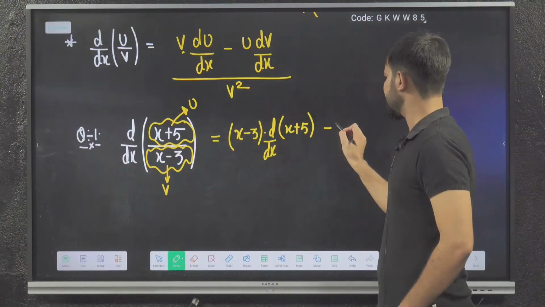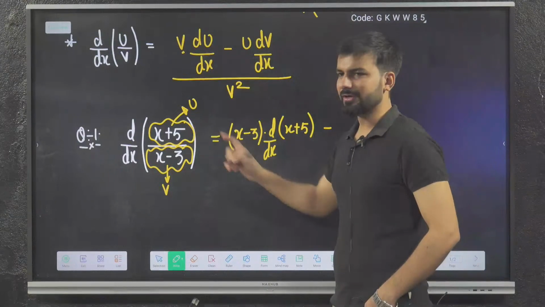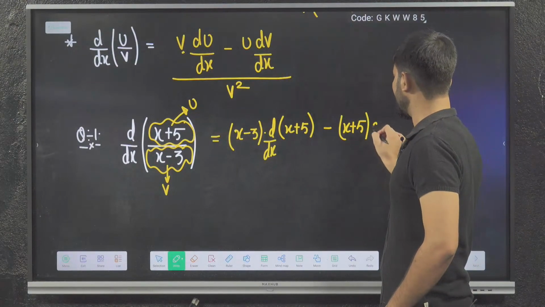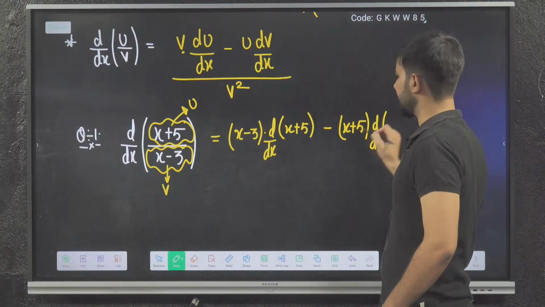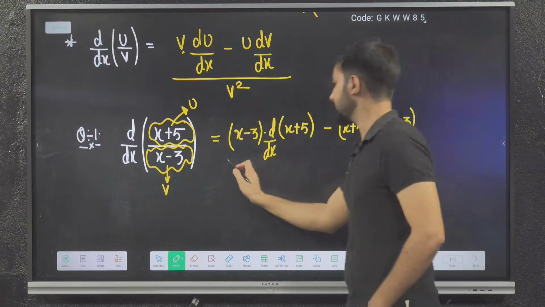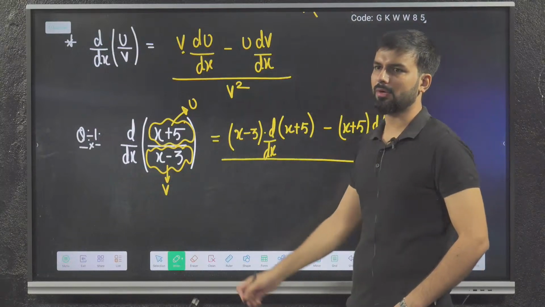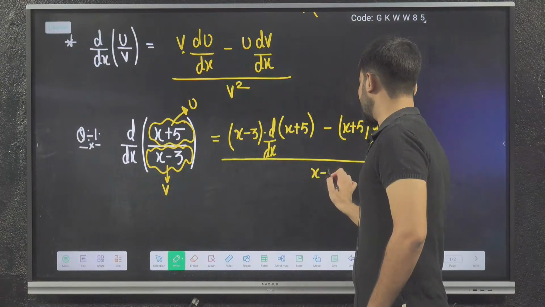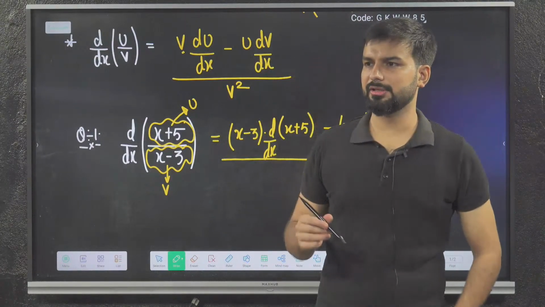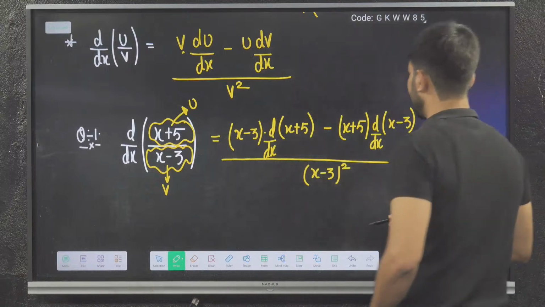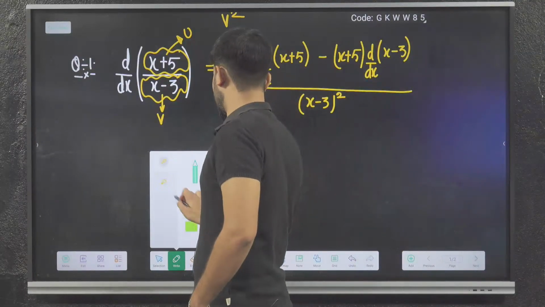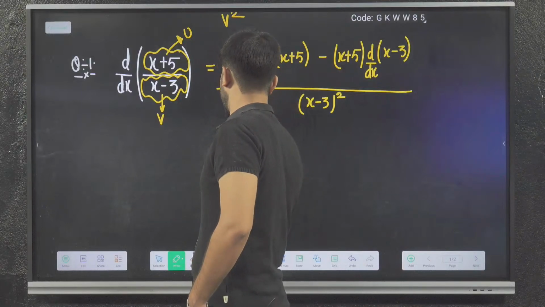Next, minus first function as it is. So what is my first function? x plus 5 into differentiation of second function. What is my second function? x minus 3. And in the last, in the denominator, we have to divide it by what? v square. v is x minus 3, whole square. So try to solve it. What answer will you get out of it?